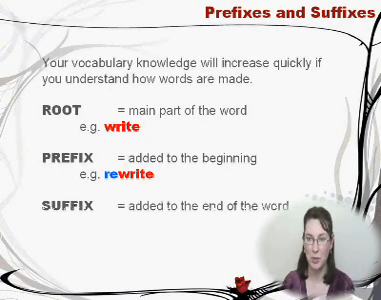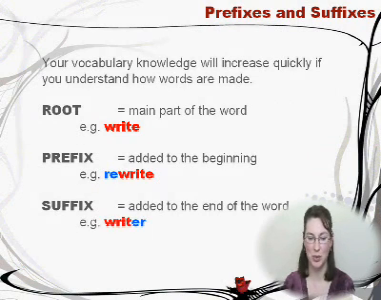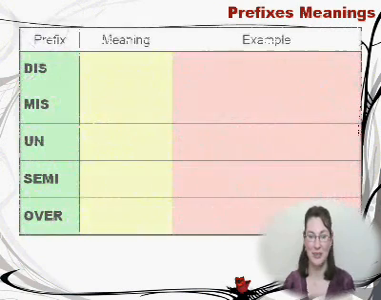Or you can change the word by adding a suffix, which is added to the end of the word. For example, writer, which in this case is a noun to mean a person. Okay, so let's have a look.